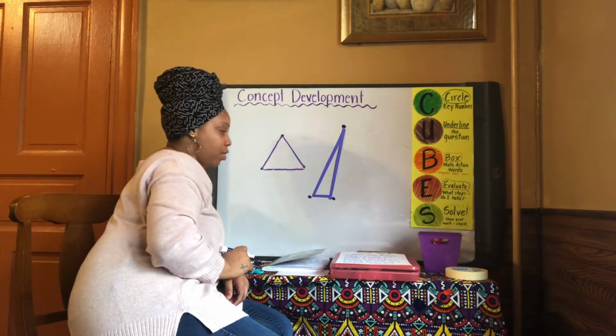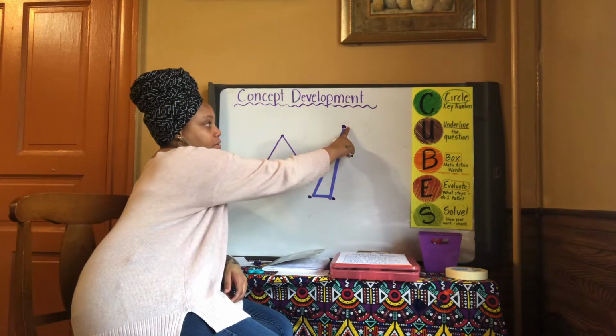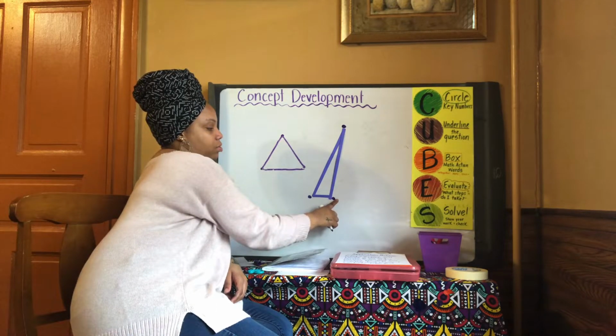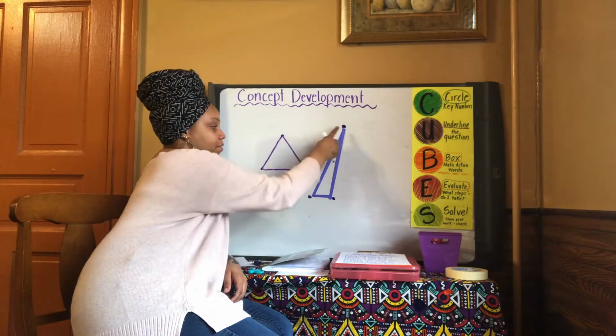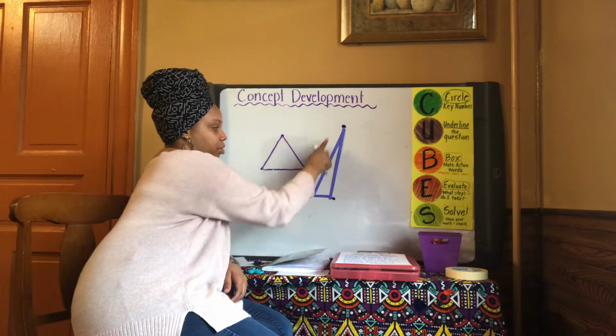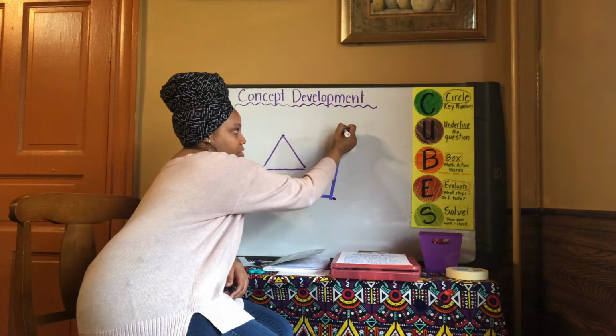Okay, let's count our corners. 1, 2, 3. Very good. We have 3 sides and 3 corners. Let's draw our second triangle.